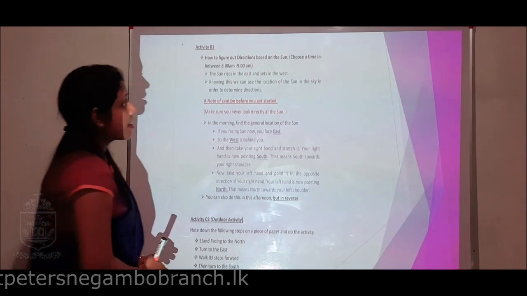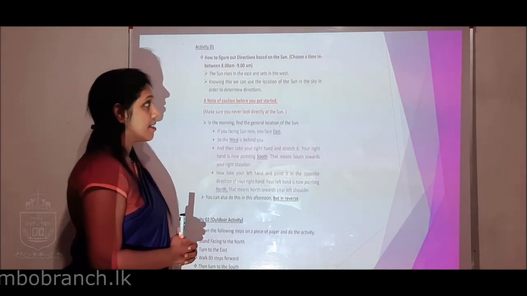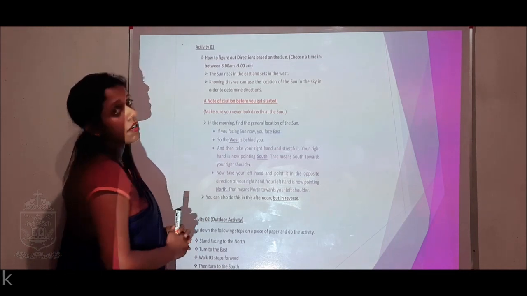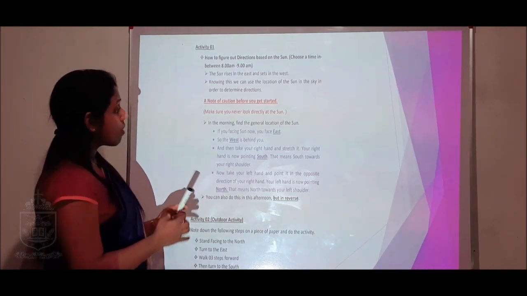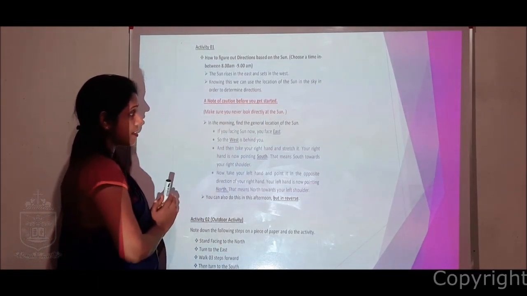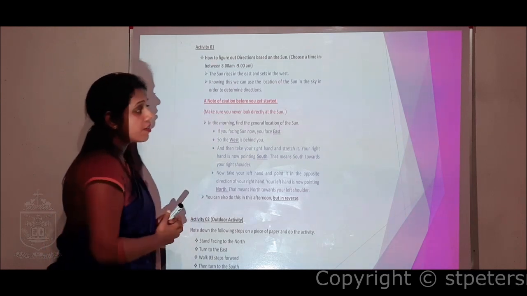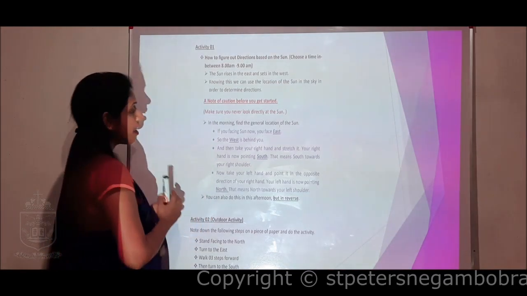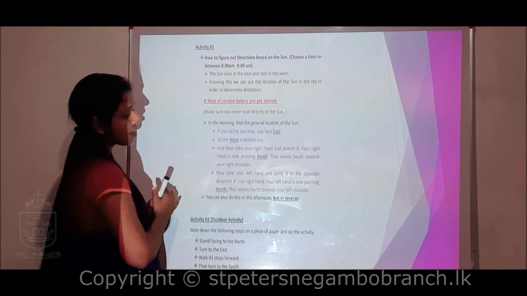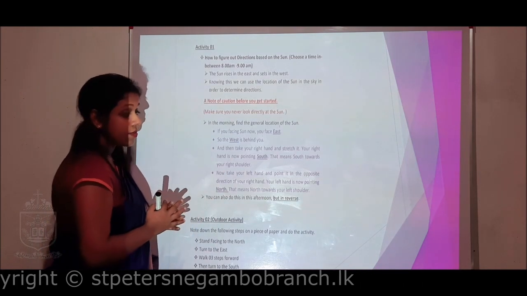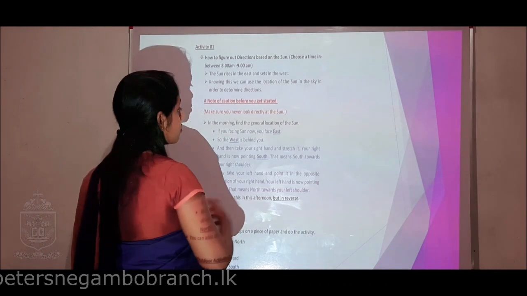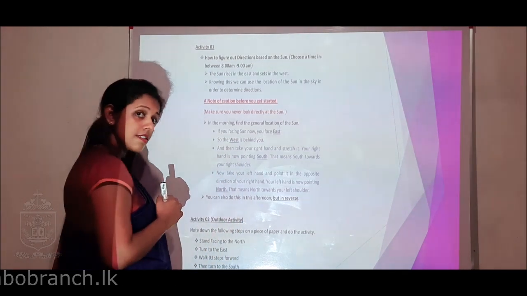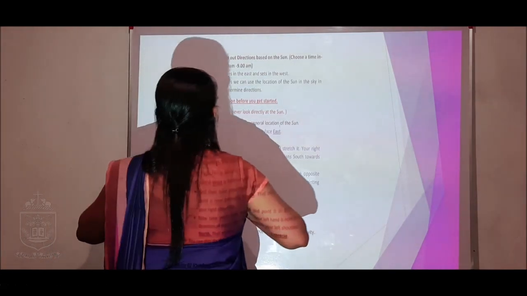Knowing this, we can use the location of the sun in the sky in order to determine the directions. A note of caution before you get started: make sure you never look directly at the sun. In the morning, find the general location of the sun. As we discussed earlier, you have to find the general location of the sun. Then you can face the sun.